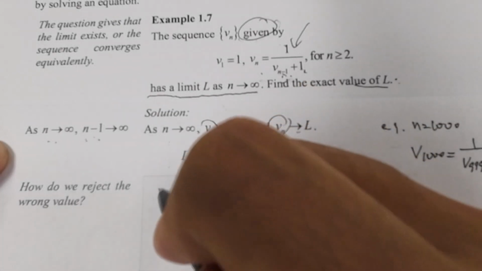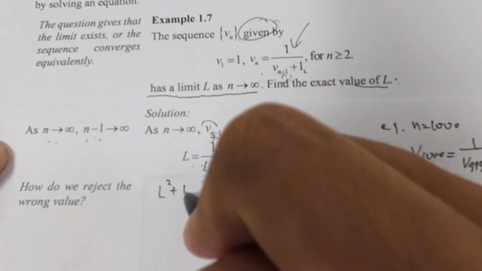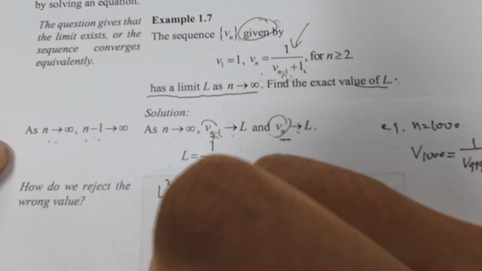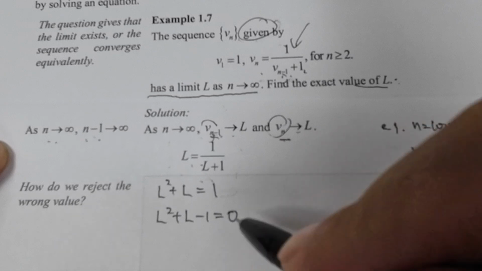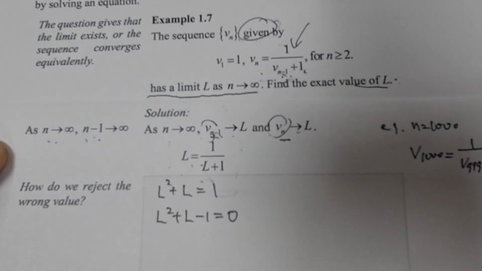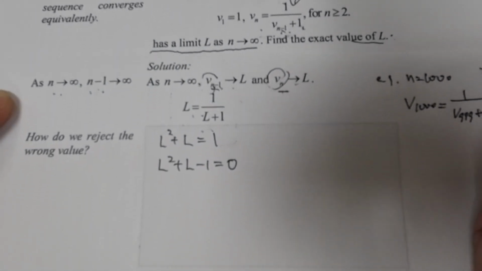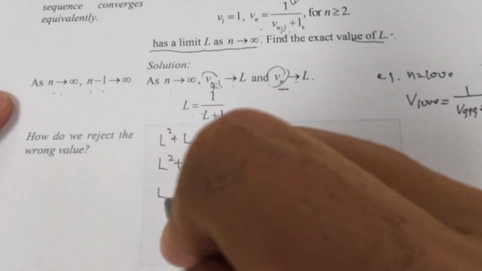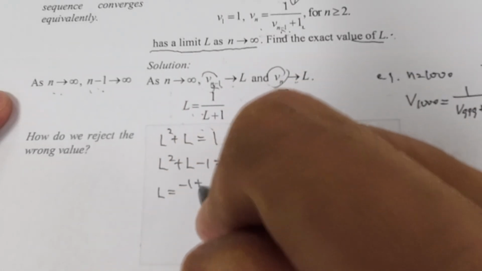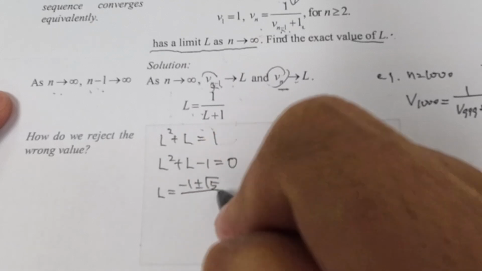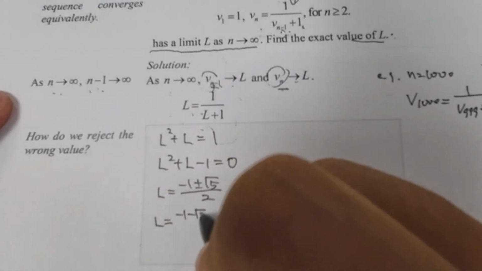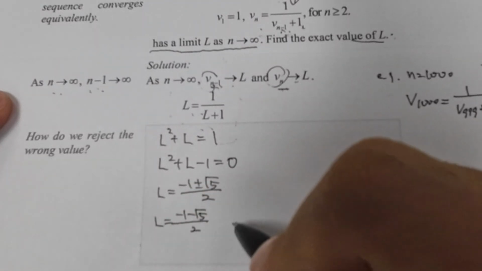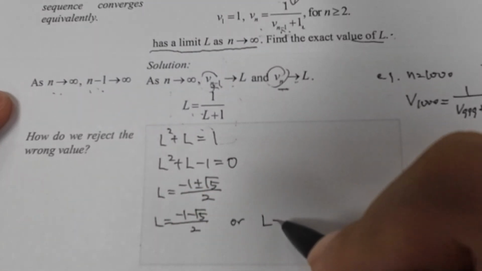Why quadratic? We multiply both sides by the denominator, then we move the terms around to make it a standard quadratic, and of course, observe this one cannot be factorized. So we use the formula, and L should be (negative 1 plus or minus square root 5) over 2. In other words, we have two possible answers. One is negative and the other one is positive.